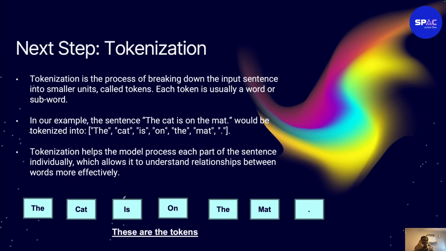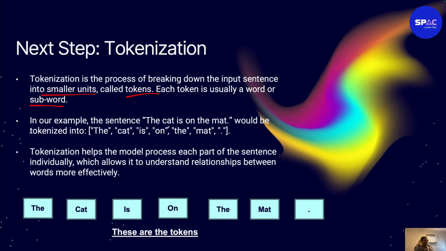Tokenization is the second step, right? So this is very simple. Tokenization is the process of breaking down the input sentence into smaller units called tokens. Each token is usually a word or subword. See, it's just breaking down a sentence into words. That's all. Very, very simple.